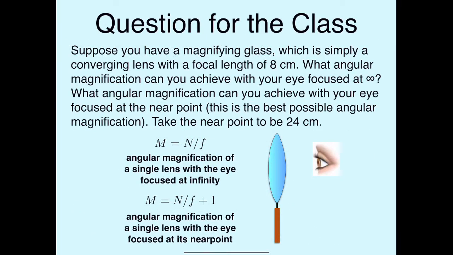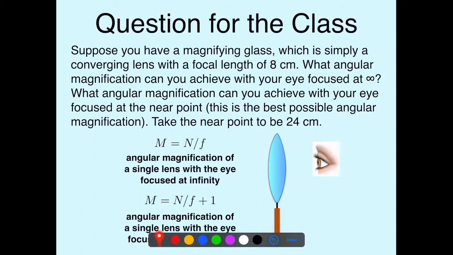So let's do an example with that. Suppose you have a magnifying glass, which is just a converging lens with a focal length of 8 centimeters. So what angular magnification can you achieve with your eye focused at infinity? And then as a follow-up, what angular magnification can you achieve with your eye focused at the near point? So this would be the best possible angular magnification. Let's take the near point of your eye to be 24 centimeters in this calculation. Okay, so just use the two formulas we derived and pause the video for a second, see what you get, and then come back to it.